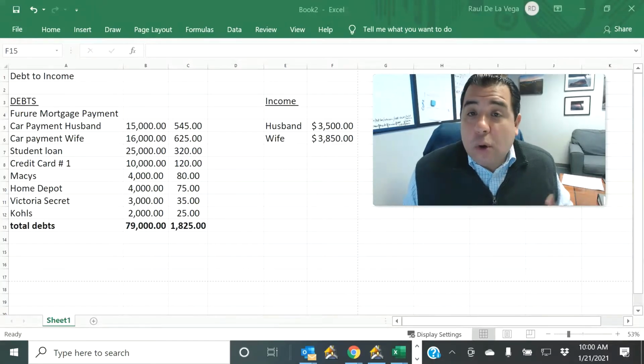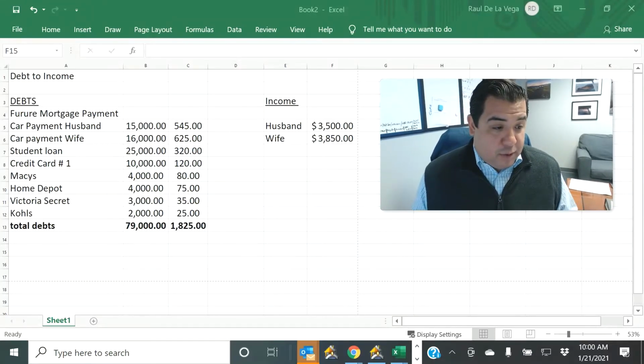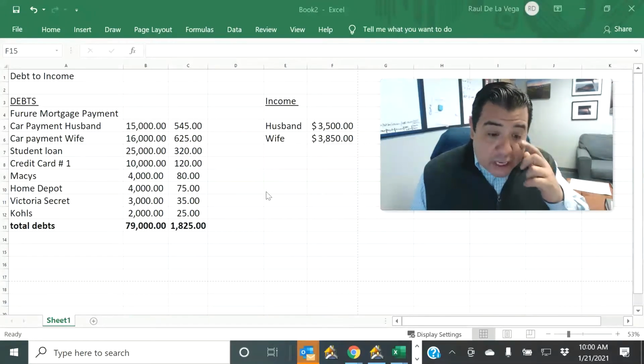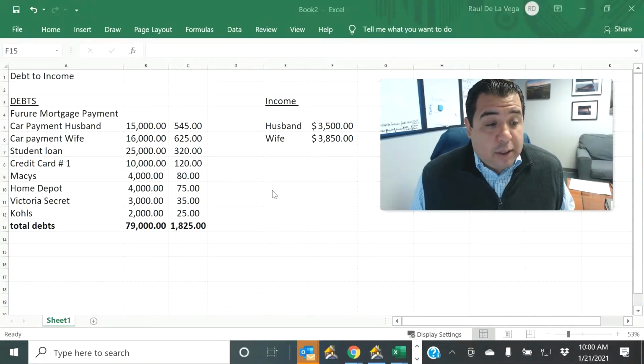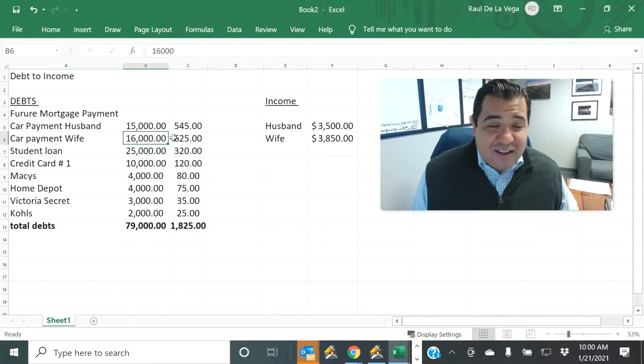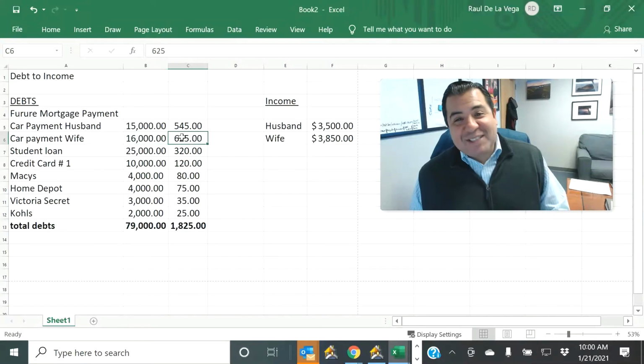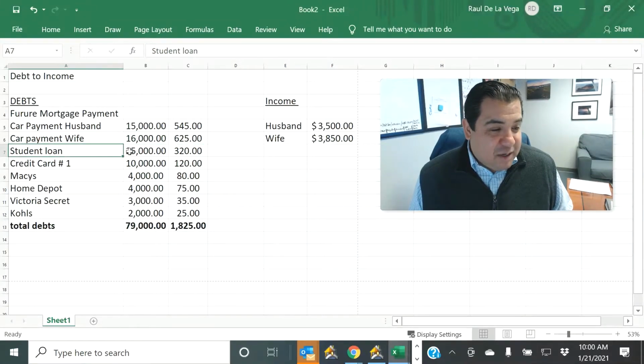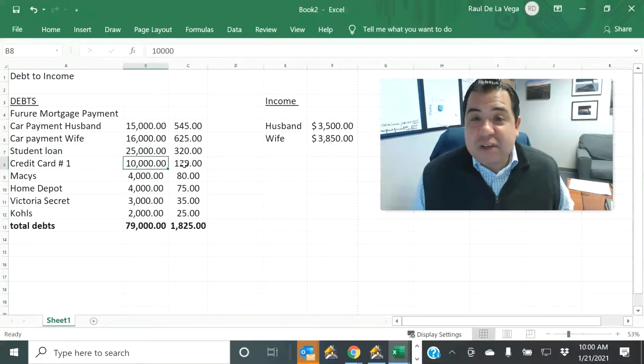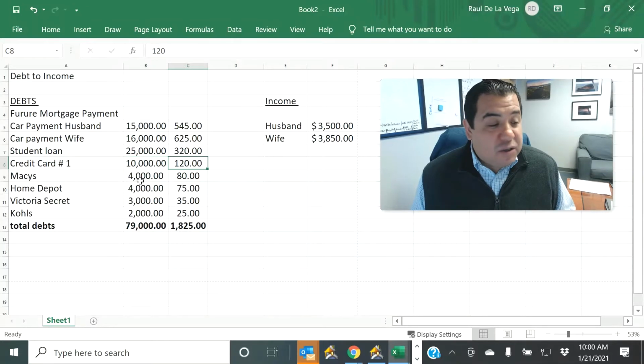So quickly, I'm going to go over an average scenario right here on my screen, okay? So let's say the average household is going to purchase a home. This is kind of what a lot of times it looks like. The husband has a car payment. They owe $15,000. It's $545. The wife will have a car payment, a little nicer car than the husband, and her payment is $625. A student loan here and there, $320 a month. Credit card debt, $10,000, $120 a month.